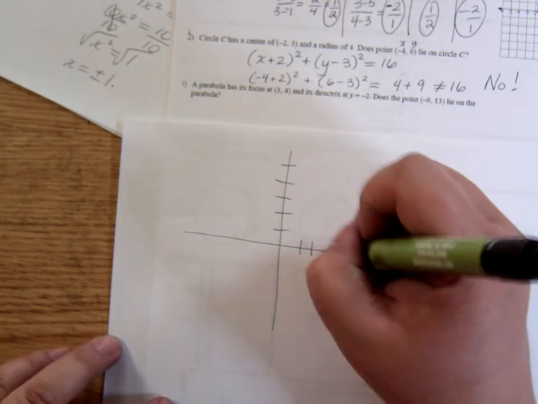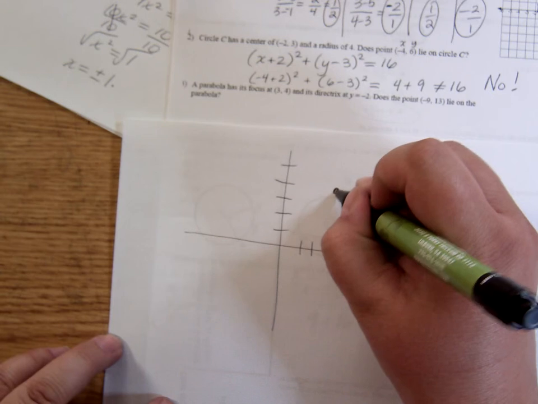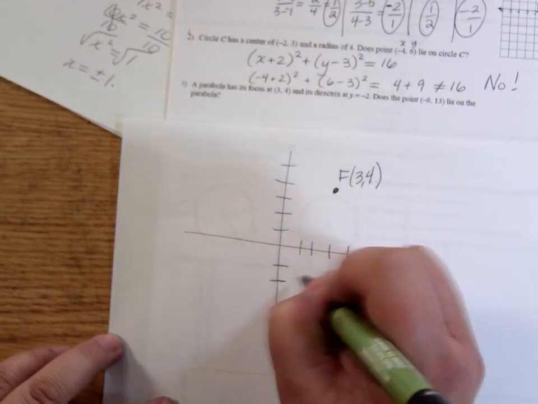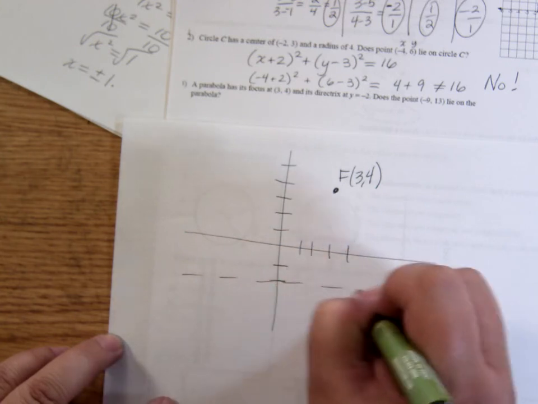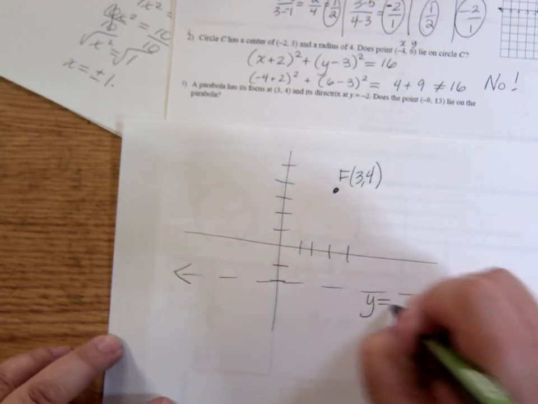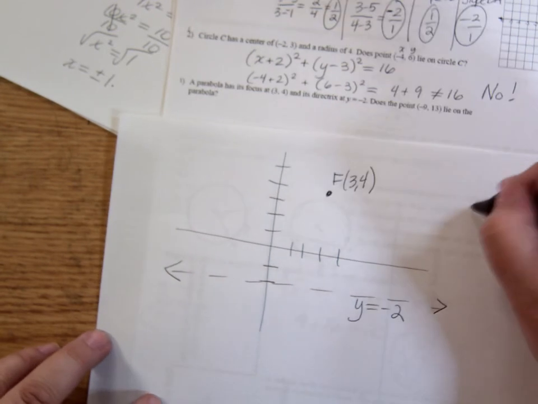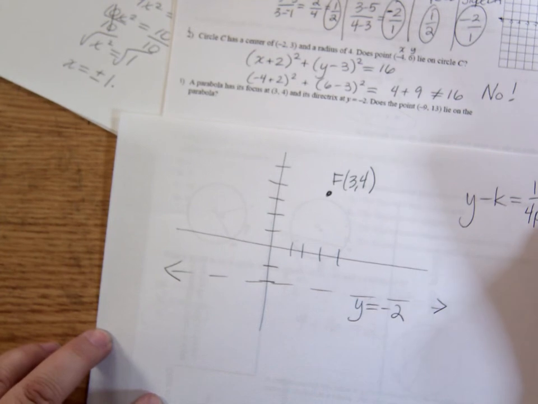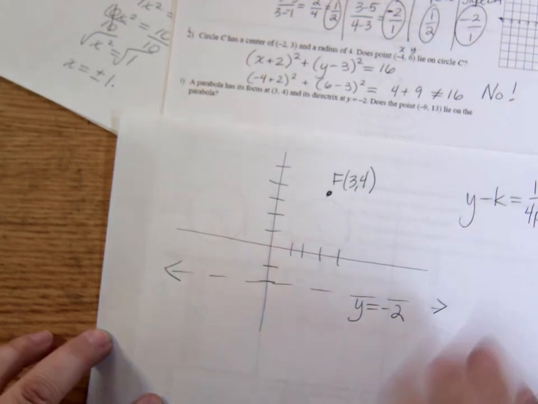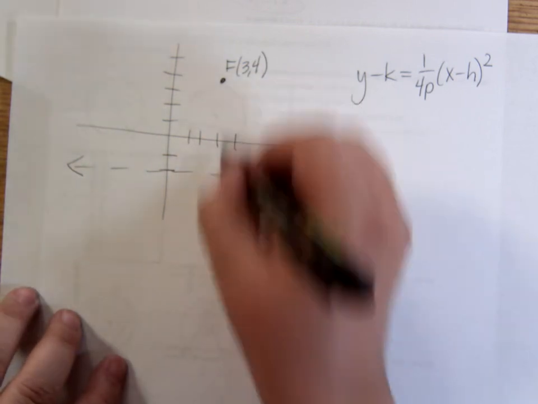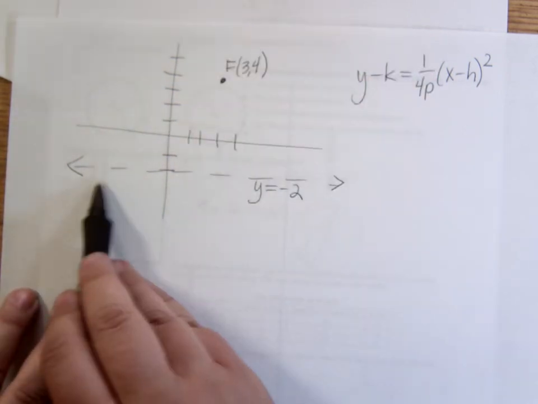So the focus is at 3, 4. Directrix is at y equals negative 2. I actually am telling a half-truth because I know that it's going to be y equals because it's y equals negative 2. So I know it's going to be the one that starts with y. Y minus k equals 1 over 4p times x minus h squared. Okay, I know it has to open up because it's curving around this and it's going away from the directrix.